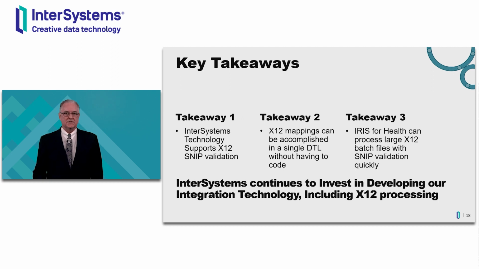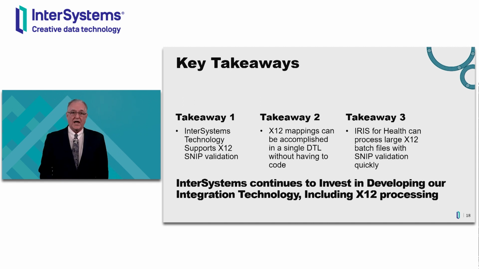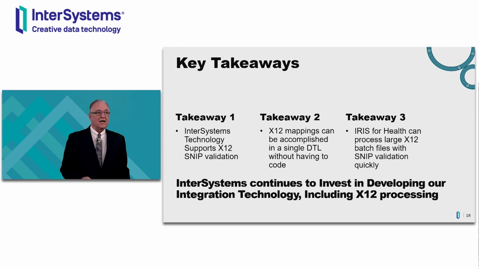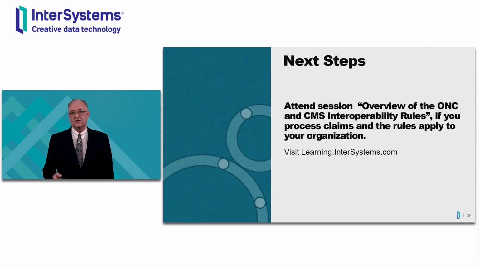So key takeaways should be that InterSystems technology supports X12 SNIP validation. Also, we're able to do X12 mappings fairly easily, and we can support those mappings in a single DTL. The other takeaway would be that IRIS for Health can process large batch files efficiently, even with SNIP validation. The most important thing to remember is InterSystems continues to invest and develop in our X12 and integration technologies, and we'll continue to do so.